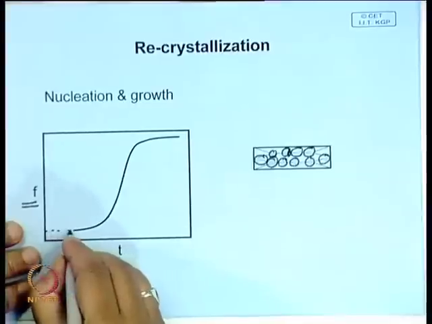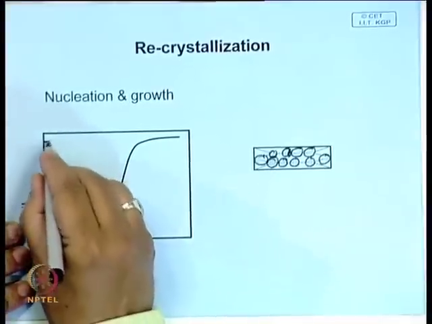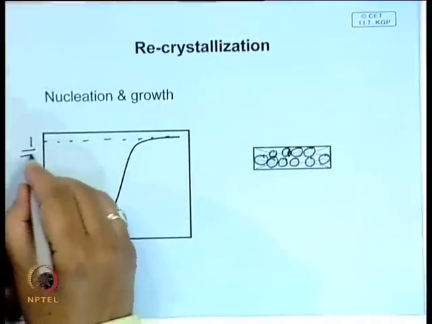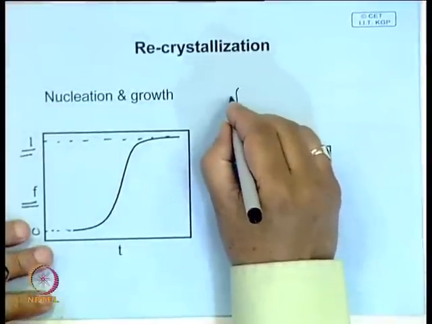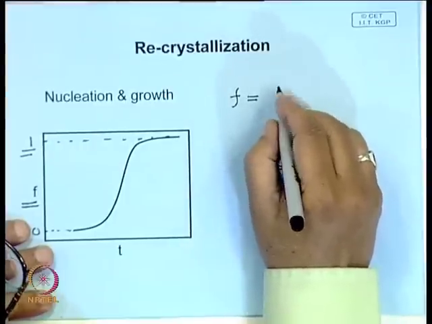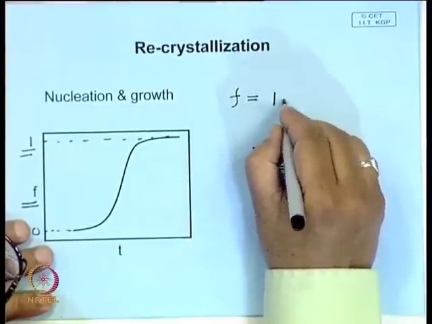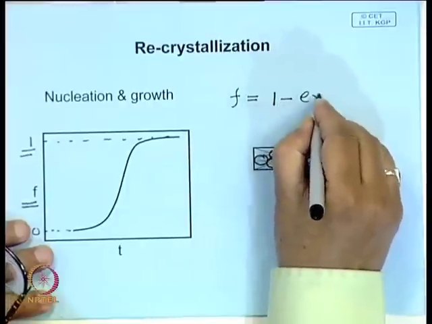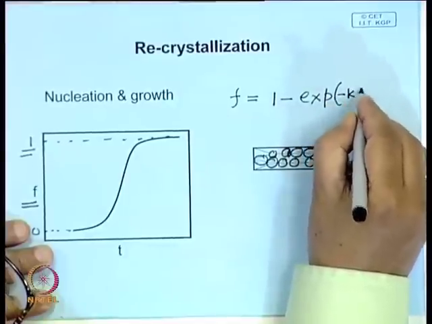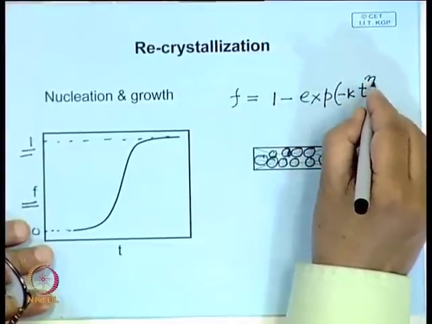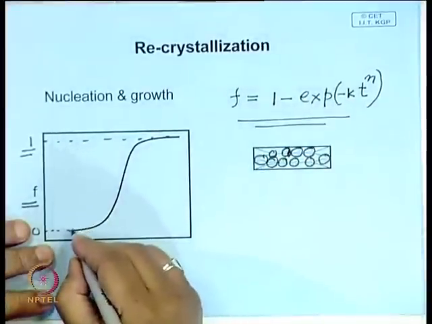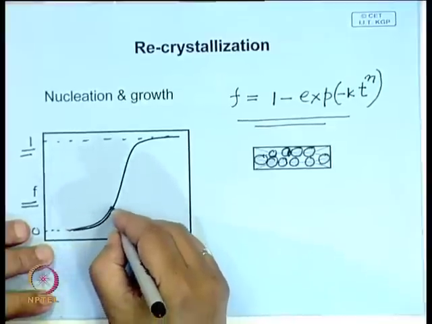So, therefore, for the process of recrystallization, F is the fraction recrystallized. Here it is 0 and here it is 1. Then the fraction recrystallized follows a plot something like this: 1 minus exponential of minus some constant times time to the power n, and the nature of this is like this S plot.